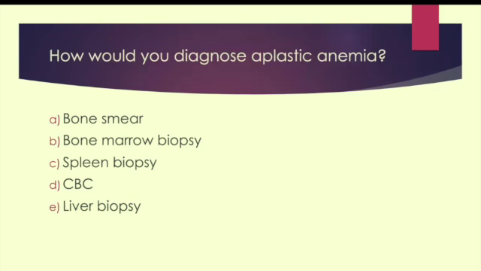How would you diagnose aplastic anemia? Would you do it with a bone smear, bone marrow biopsy, spleen biopsy, CBC, or liver biopsy? Aplastic anemia reminds me of the word bone marrow. So I'm going to say B. Woohoo!